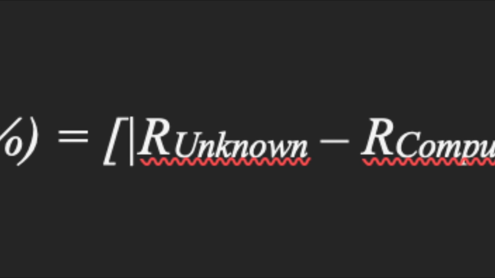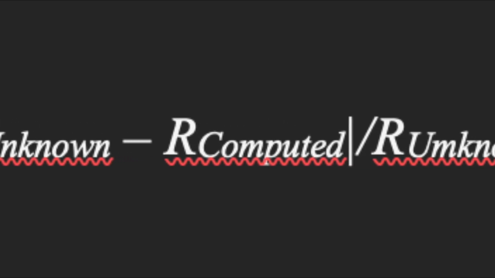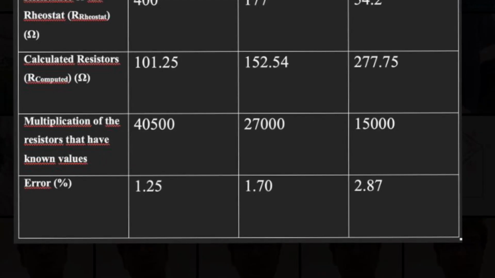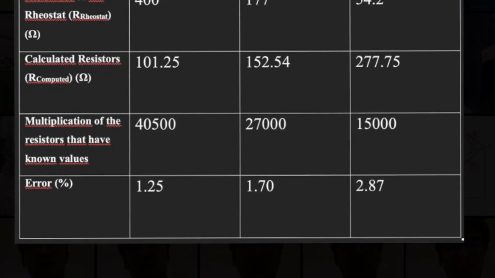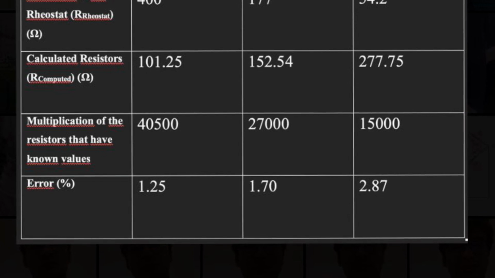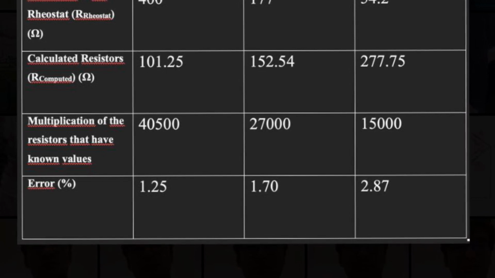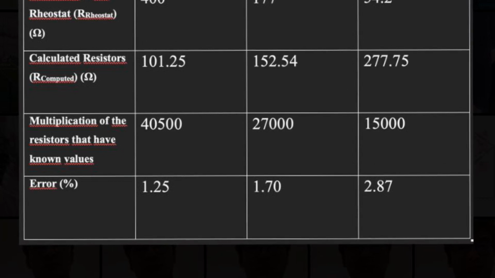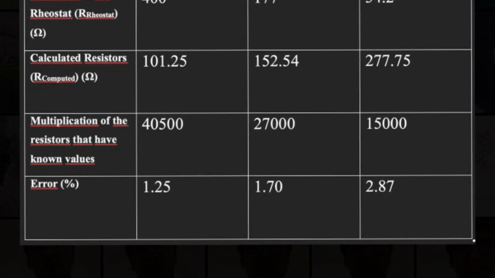It is obvious that there is an error rate and we can calculate it with this formula. The error rate of the first part of this experiment is 1.25, the error rate of the second part of the experiment is 1.70, and the error rate of the last part of the experiment is 2.87.